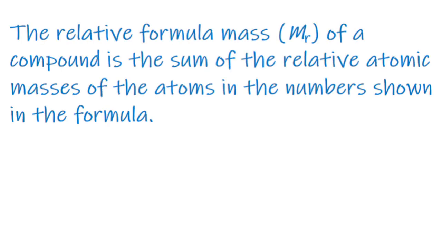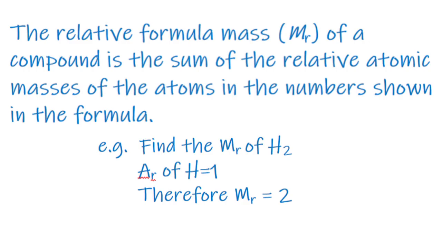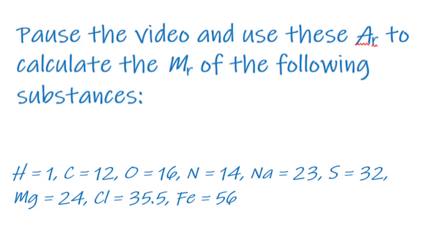Let's look at relative formula mass. The relative formula mass MR of a compound is the sum of the relative atomic masses of the atoms in the numbers shown in the formula. So here's an example. Find the MR, the relative formula mass of hydrogen, H2. The AR of hydrogen is 1, therefore the MR of H2 must be 2.